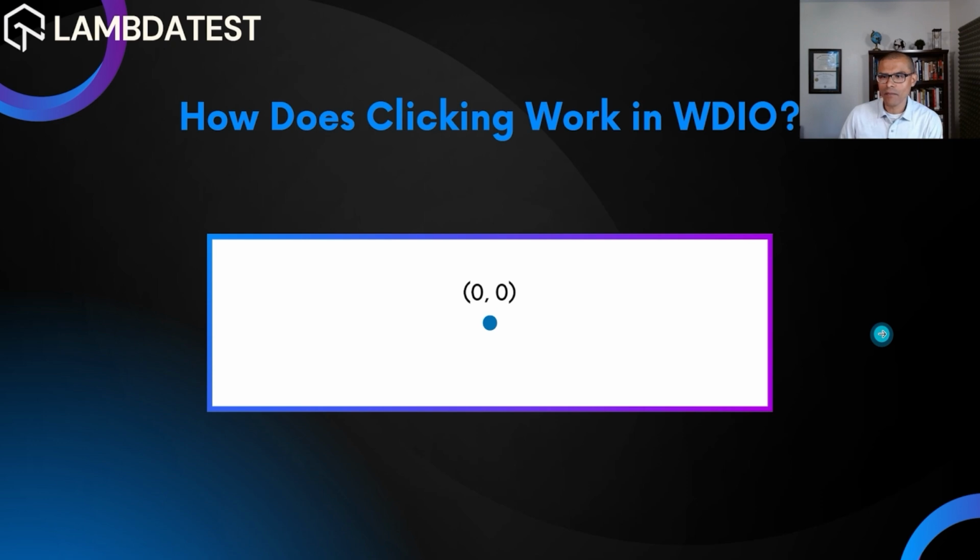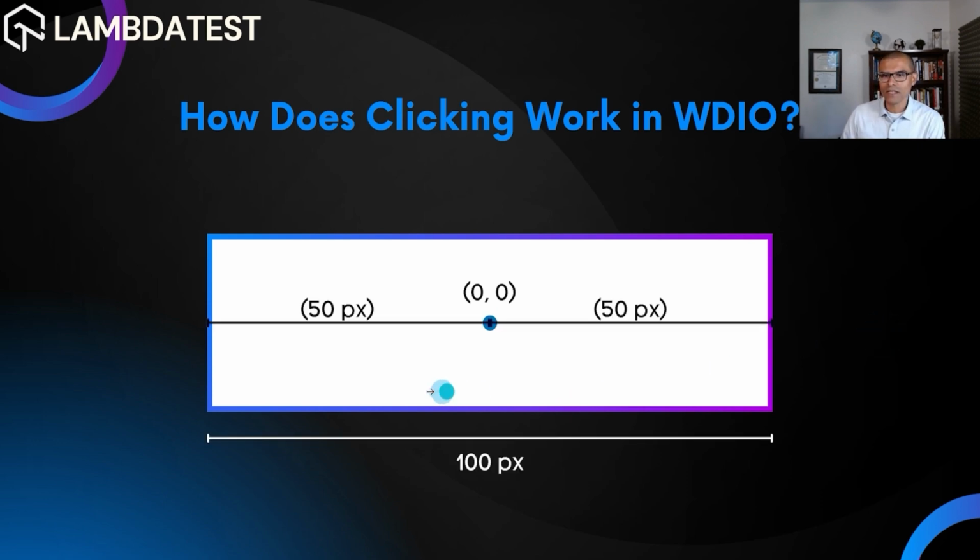And now let's have a look at a hypothetical example. Let's just say that this element right here is 100 pixels across. Okay, that's the width of the element, 100 pixels. So from the left boundary to the middle of the element, that would be 50 pixels. And then from the middle to the right boundary, that would be another 50 pixels. So you have 50 pixels to the left and 50 pixels to the right of the center section of the element.